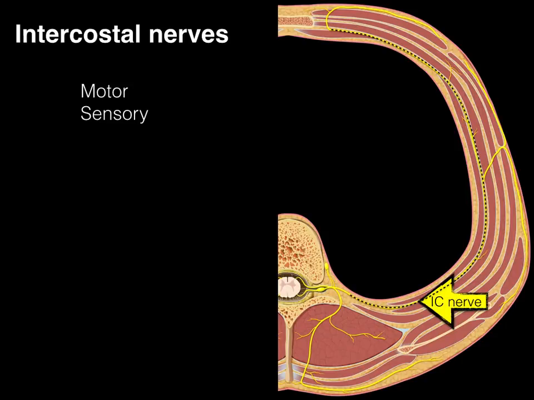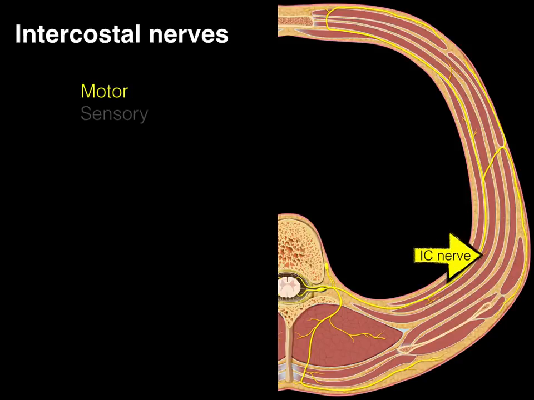Now remember, intercostal nerves have both motor and sensory components. The motor component is going to send off branches that are going to innervate these intercostal muscles. You see each of these branches going to intercostal muscles, those cute little ones. That's what's innervating those three layers of muscles.